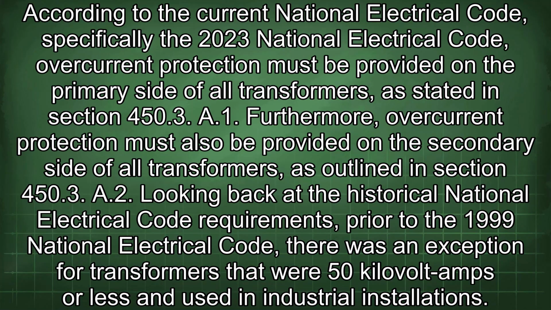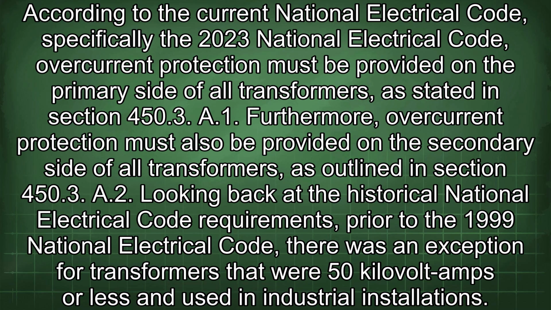According to the current National Electrical Code, specifically the 2023 National Electrical Code, overcurrent protection must be provided on the primary side of all transformers, as stated in section 450.3 A1. Furthermore, overcurrent protection must also be provided on the secondary side of all transformers, as outlined in section 450.3 A2.